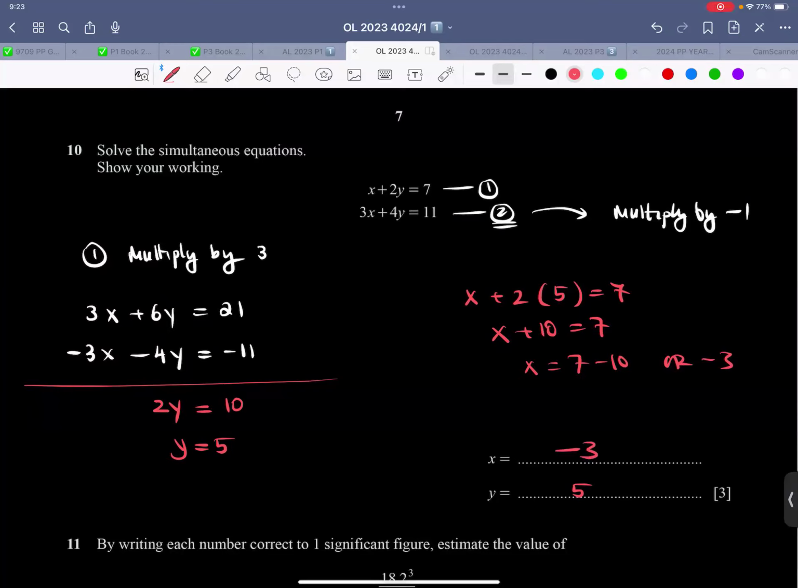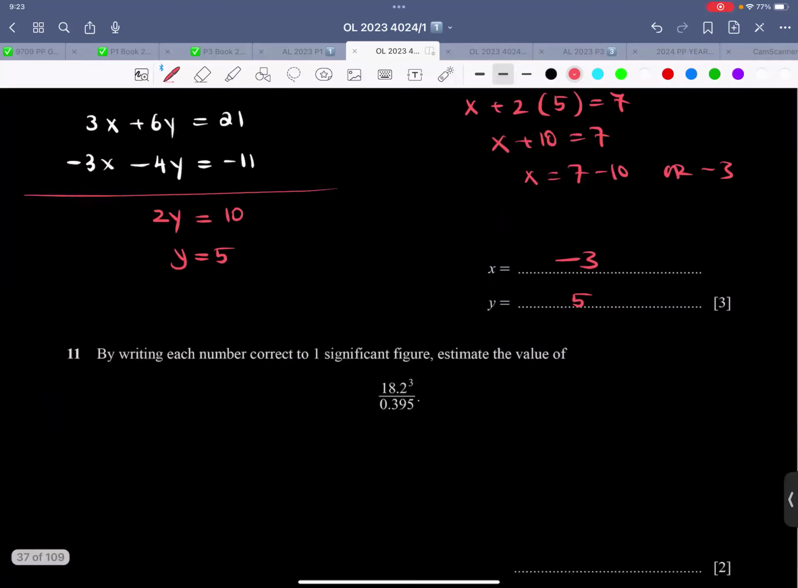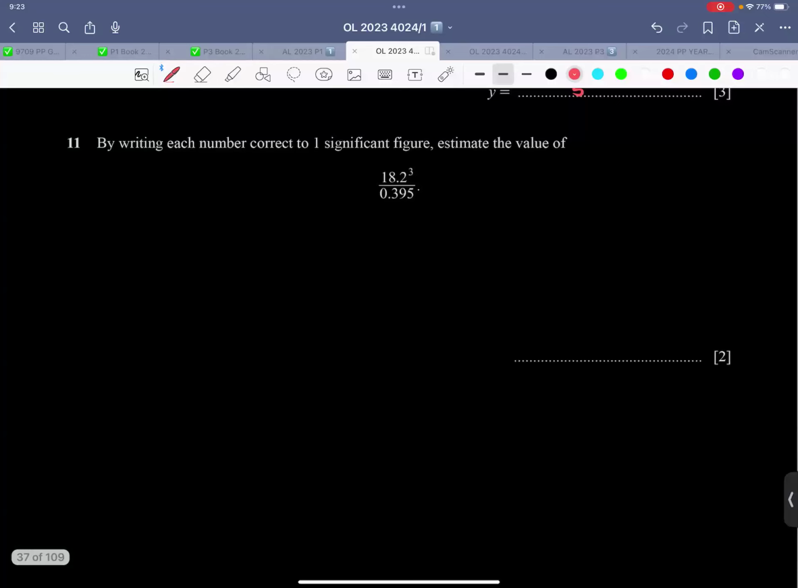So now we are done with the 10 questions. Let's move on. Writing each number correct to one significant figure. So 18.2, correct to one significant figure. The second significant figure is 8, so 18. Does it lie between 10 or 20? It is closer to 20. It lies between the two, but it's closer to 20 because 8 is greater than 5.